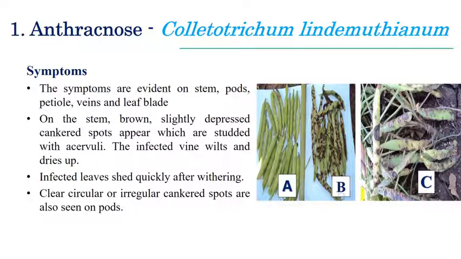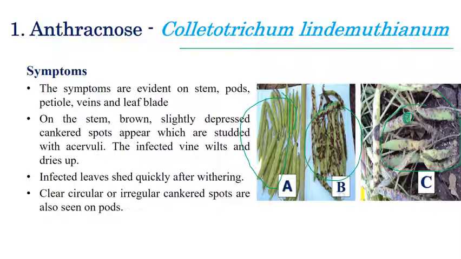The symptoms can be seen on stems, pods, petioles, leaf blades, and veins. The symptoms can be seen on almost all economic parts. On the stem, browning and depressed cankerous spots can be seen. We can see them on fruits, I mean on beans, also. The most important symptom is the formation of spots on beans, which is the characteristic symptom.